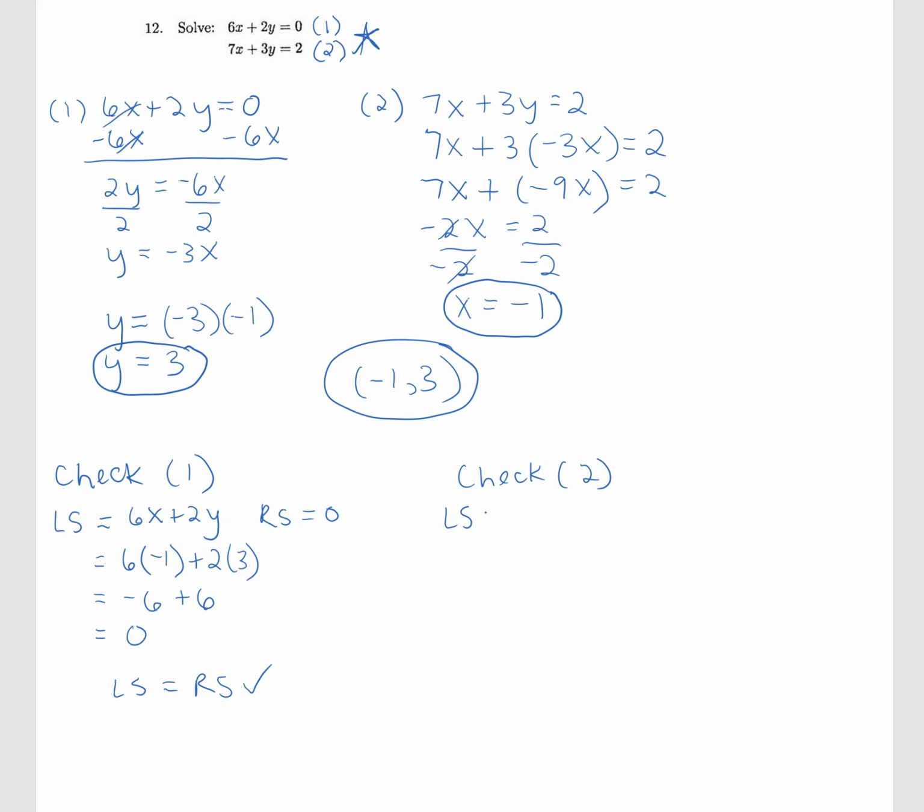Let's check with equation 2. For equation 2, my left side is 7x plus 3y, and my right side is 2. Plugging in x and y, I have 7 times negative 1 plus 3 times 3. This gives me negative 7 plus 9, which is equal to positive 2. So again, my left side equals my right side, and that's good. I'm happy. My checks worked out, and that means that these values for x and y are the solutions for the system of equations.